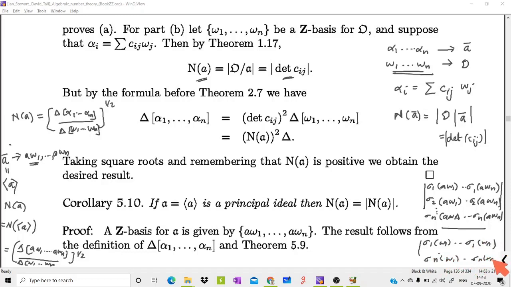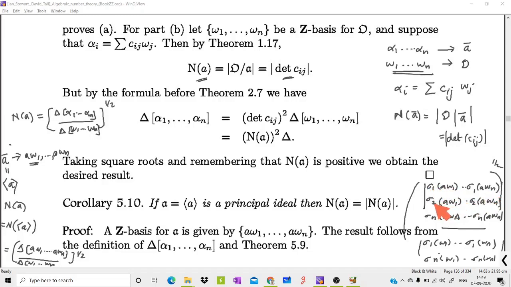sigma n Wn. This is the discriminant in the denominator. Since the sigma i's are monomorphisms, you can write sigma 1 of a W1 as sigma 1 of a into sigma 1 of W1. From the first row, for the norm we have the square raised to 1 by 2. So when you split this determinant, from the first row you can take sigma 1 of a out because sigma 1 of a is common in the first row.